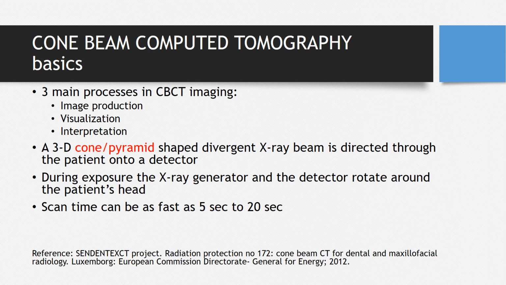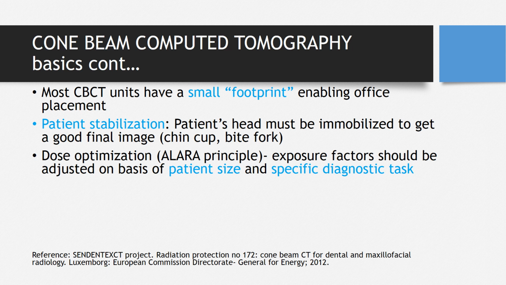Your patient is standing still just like in a panoramic X-ray machine. In fact, we use the same machine, called a 3-in-1 machine, which is able to switch from a panoramic mode to a CBCT mode. The scan time can be quite fast, from as fast as 5 seconds to about 20 seconds, so virtually very similar to panoramic imaging.